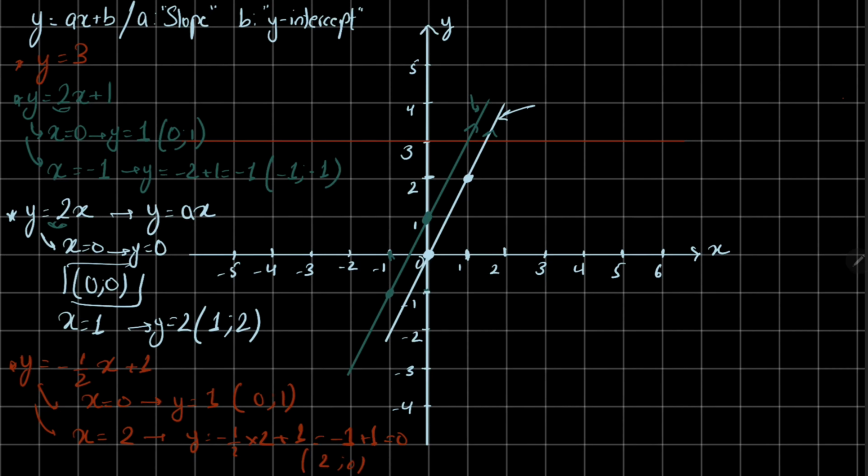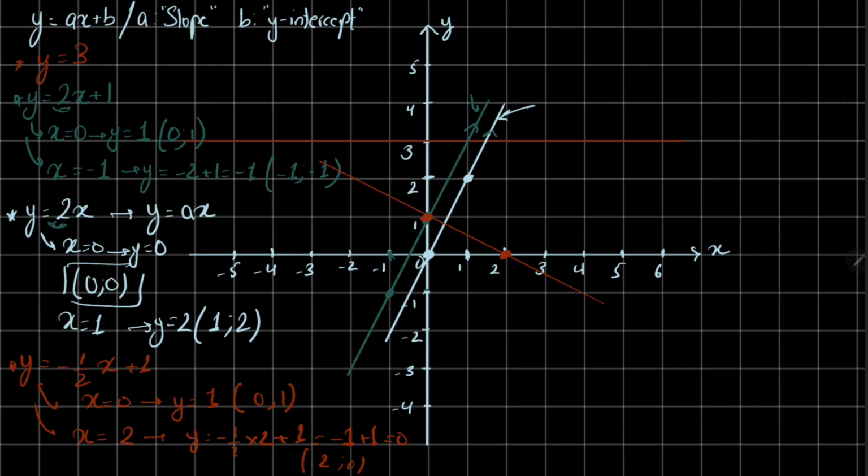Now let us draw the straight line on the graph. The first point has the coordinates (0, 1), then it is located here. The second point has the coordinates (2, 0), then it is located here. Then let us draw the straight line. It will be like that.